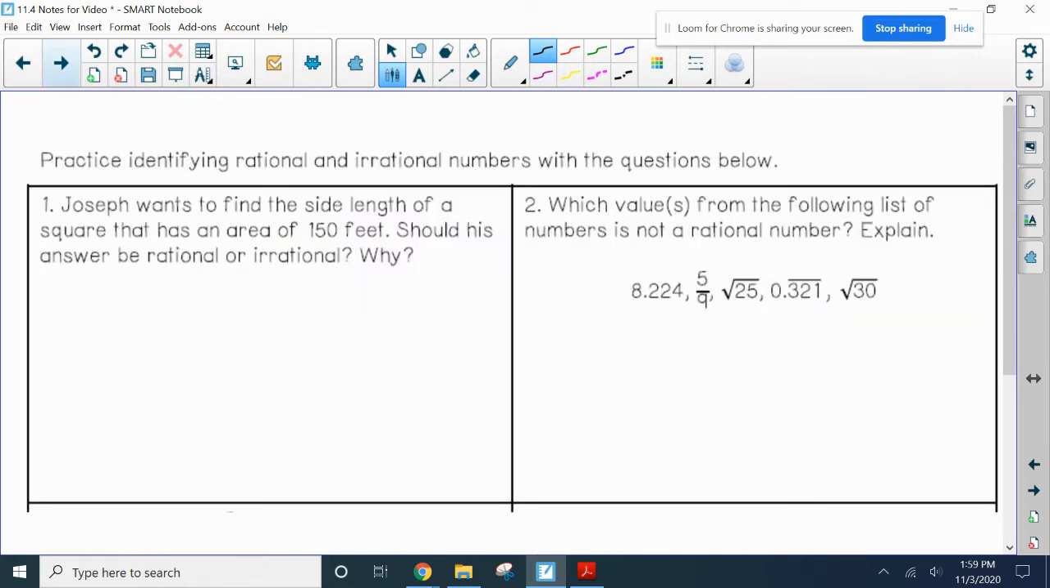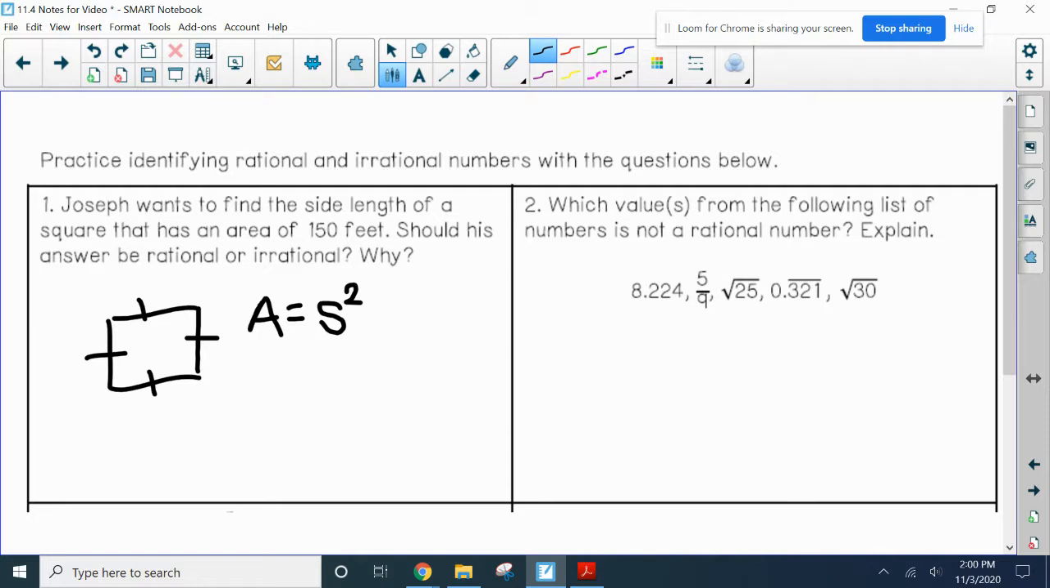So let's look at a couple of word problems. The first one says, Joseph wants to find the side length of the square that has an area of 150 feet. Should this answer be rational or irrational? Why? Well, so he wants to find the side length of a square. What I know about a square is that all 4 of these sides are the same. I also know that if the area is 150, I know area is side times side, or side squared.